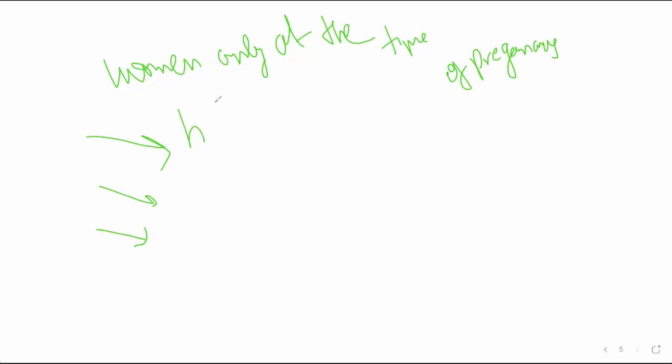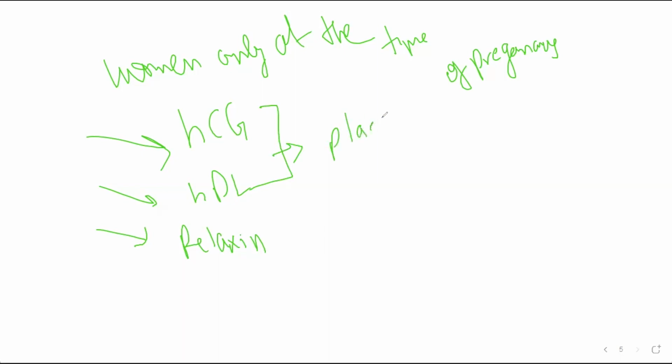So you're going to write HCG. You're going to write HPL, placental lactogen, and the relaxin hormone. So these are the three hormones that are liberated by the woman only at the time of the pregnancy. If the woman's blood is having these hormones, especially these two hormones, what will be the source? The source of these two hormones is the placenta. So the placenta is the source of these hormones.